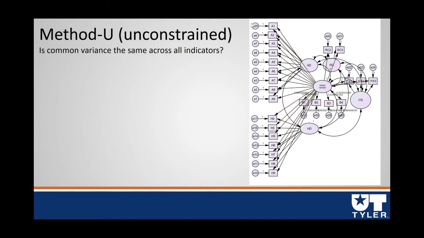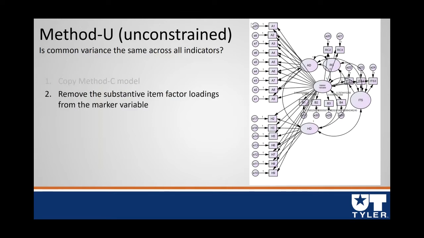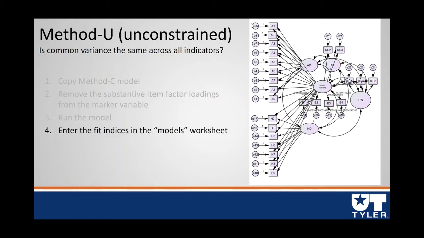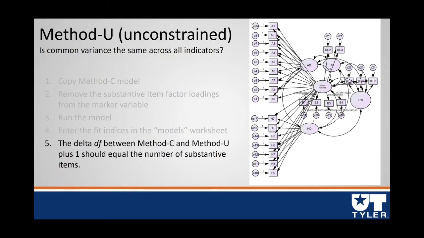Method U is going to build on method C. This is our fifth model, and this is our unconstrained model. And it's going to tell us if we have common method variance, is the variance the same across all indicators? And so building on method C, all we're going to do on this one is remove the substantive item factor loadings from the marker variable. So there's nothing in red here because I just went in and removed the letter A that I put on my 21 substantive variable items. I'm going to run the model and then enter the fit indices into the model's worksheet. The delta degrees of freedom between method C and method U should equal the number of substantive items.